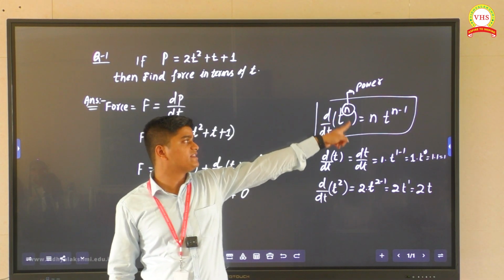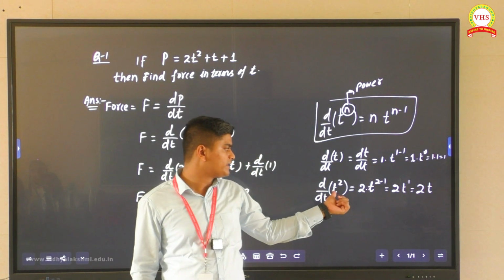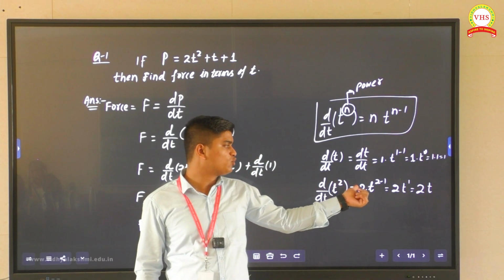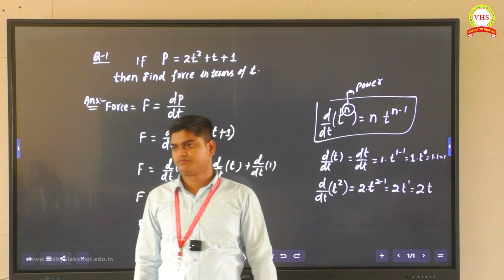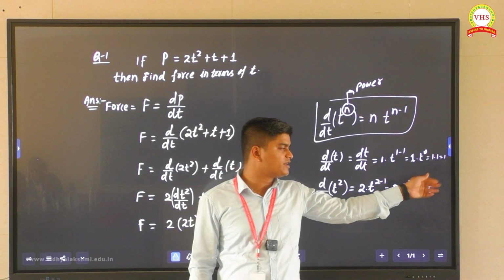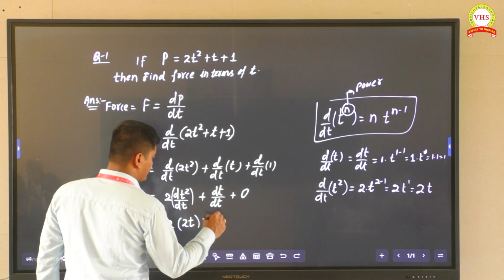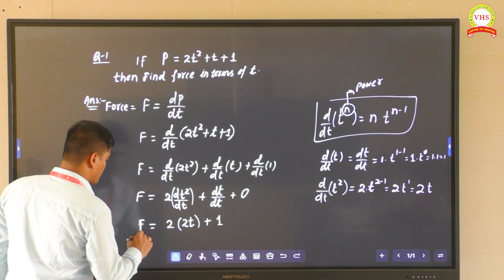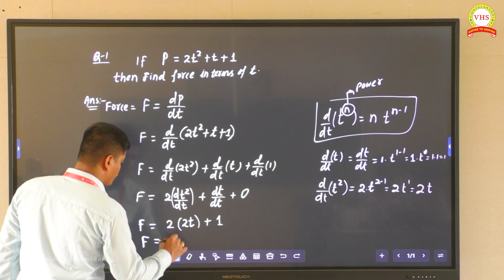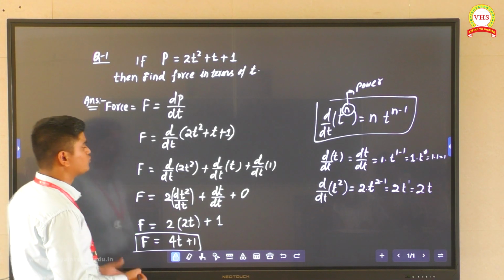Check t power n is there now. Answer is what? N into t to the power n minus 1. Similarly here t power 2 is there now. And 2 into t to the power 2 minus 1. Okay. So now 2 into t to the power 1, that is 2t. T power 1 is t. Now plus dt by dt is 1. This is 0. Leave it. Now what coming here? Force tell? 4t plus 1. What coming? 4t plus 1. So this is your force.